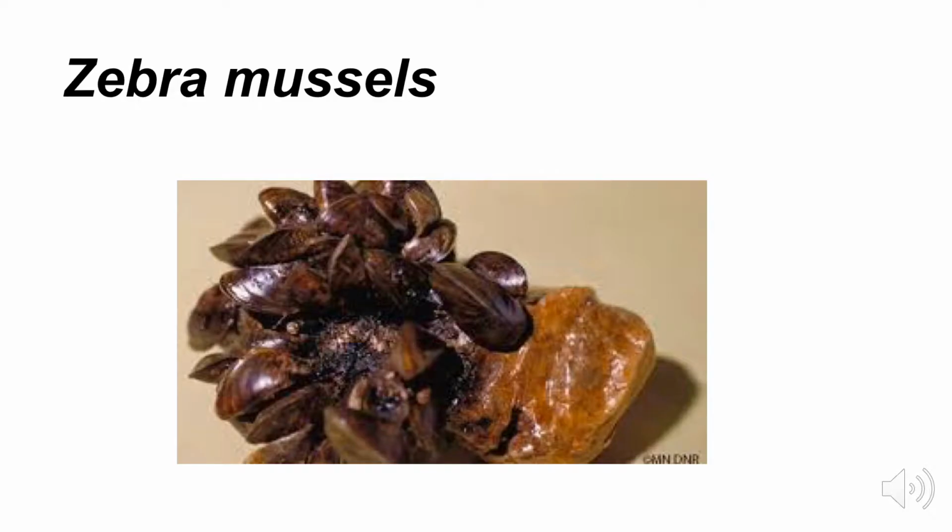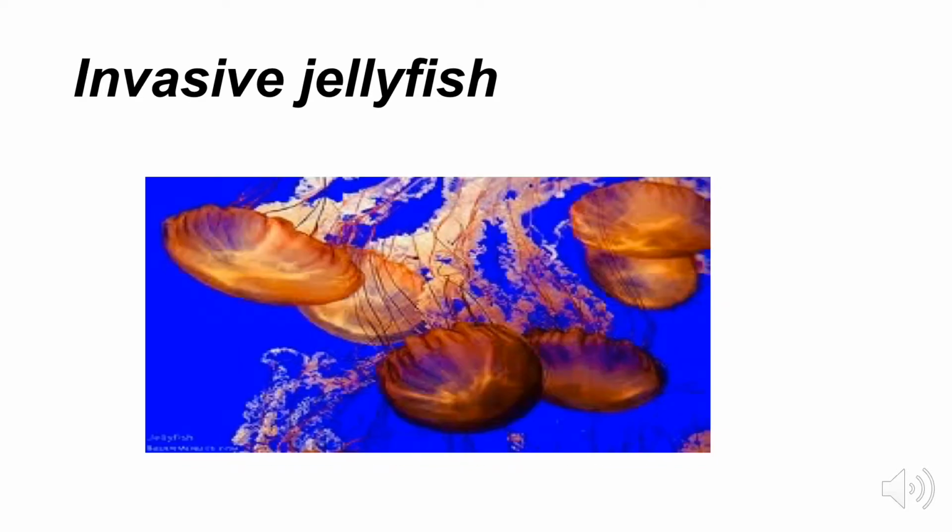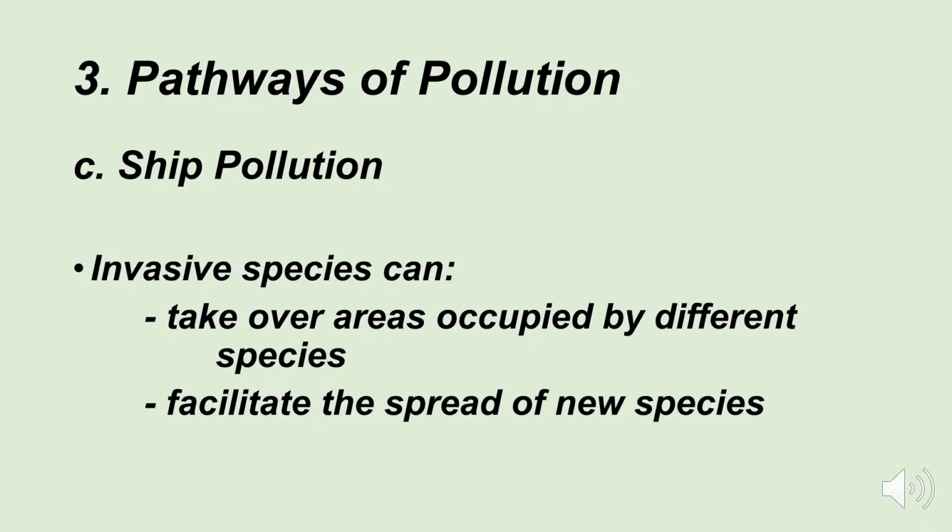Here's some zebra mussels, pretty famous. We're seeing them in the Great Lakes states right now. They should not be there. It was brought about by ships. Invasive jellyfish have also caused a lot of problems. So if we move species around the planet by accident, by ships, these invasive species can take over areas that were occupied by different species.